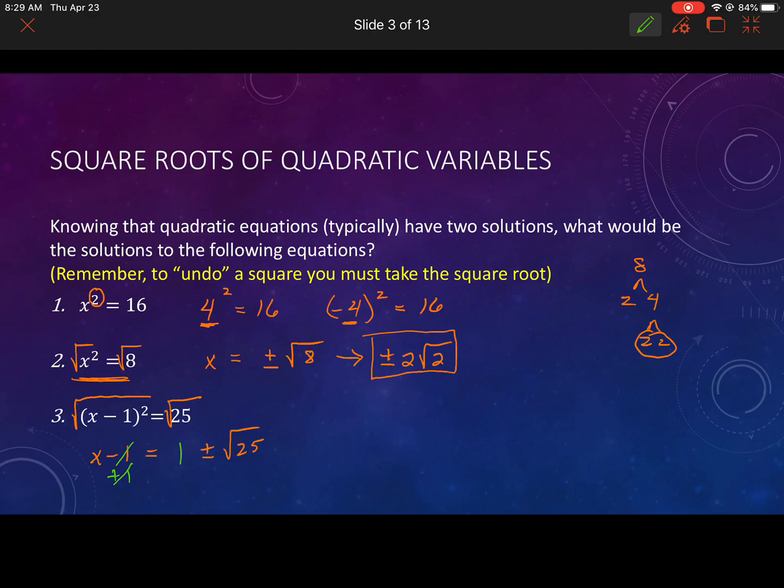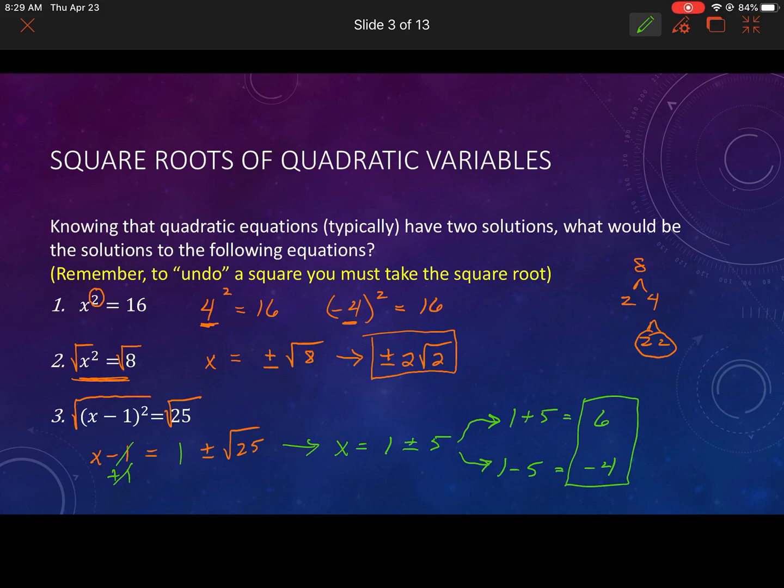Now I'm going to simplify. So what I actually have is x equals 1 plus or minus. Remember, the square root of 25 is a perfect square, so that's actually 5. So I have two solutions just like before. I have one solution where it's plus 5, and my second solution when it's minus 5. I have to account for both of those. So my two answers are going to be 6 and negative 4. Both of those numbers make that a true statement.